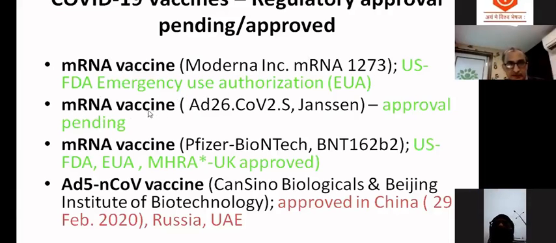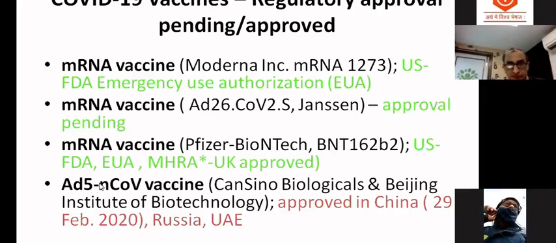The second vaccine is from Janssen. This is an adenovirus vectored vaccine. I will tell you a little bit about the adenovirus vector vaccines. Then the third vaccine, the messenger RNA vaccine, is from Pfizer, which is very much in the news, and was given approval on 1st or 2nd of December by the US FDA. Subsequently, the UK health authorities also gave approval to this vaccine. But unfortunately, there are very few trials of this in the Indian setup.